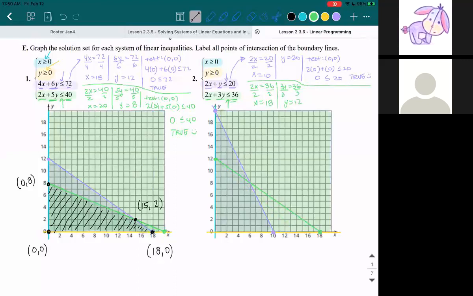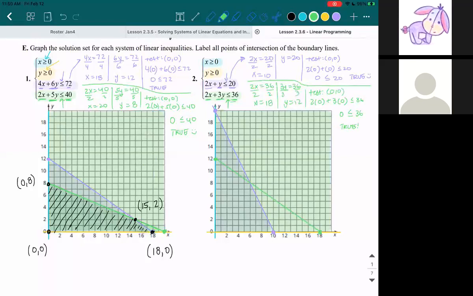Okay, and I think I did a decent job that first time. I don't need to adjust. And then we're going to do a test point. Once again, test 0, 0, as usual, my favorite. And like I said, most of the time it's going to be true. But let me just show you how it will be. So 2x plus 3y is less than or equal to 36. So 0 is less than or equal to 36. That's true.